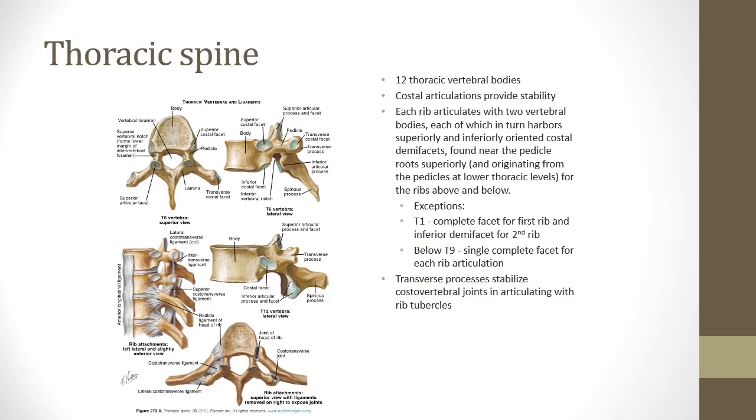The thoracic spine consists of 12 thoracic vertebral bodies. It is characterized by substantial stability owing to its costal articulations. Each rib articulates with 2 vertebral bodies, which in turn harbor superiorly and inferiorly oriented costal demifacets, found near the pedicle roots superiorly and originating from the pedicles at the lower thoracic levels, for the ribs above and below. Exceptions are listed on the slide.